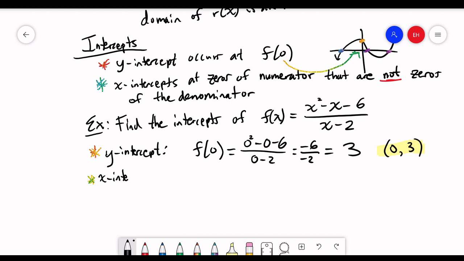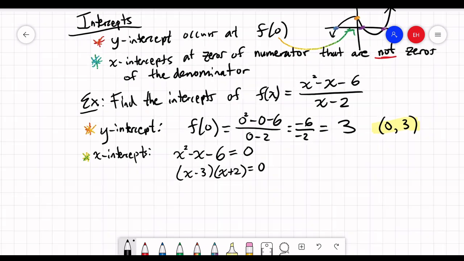So again, the x-intercepts are going to be where the function is 0, where 0 comes out, because that's where it crosses the x-axis, when the output is 0. And this fraction is going to be 0 when the top is 0. So we can just focus on the top, x squared minus x minus 6, set it equal to 0, and find the zeros. That's going to factor pretty nicely into x minus 3 and x plus 2. And we get 2 zeros there.